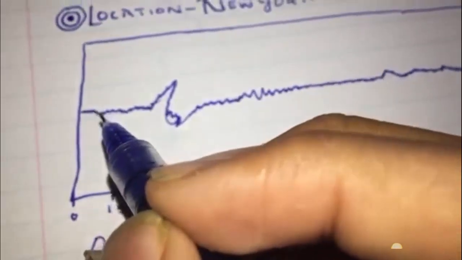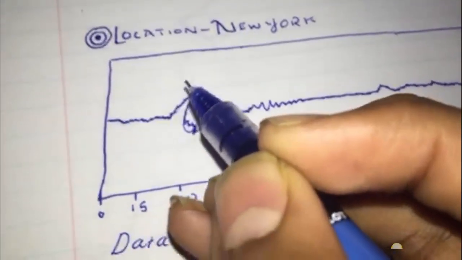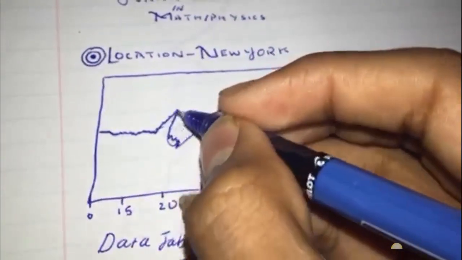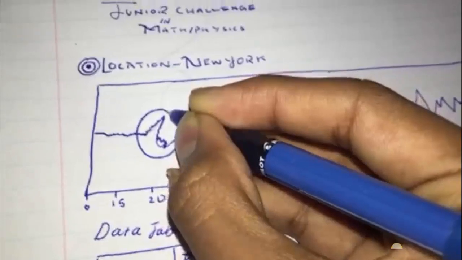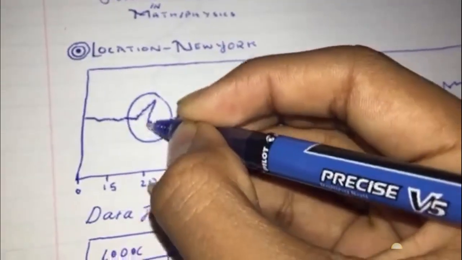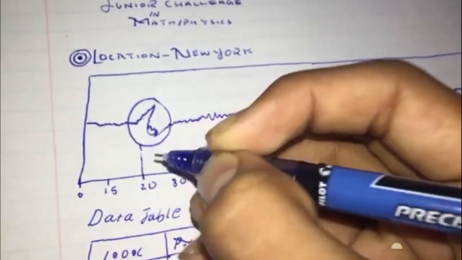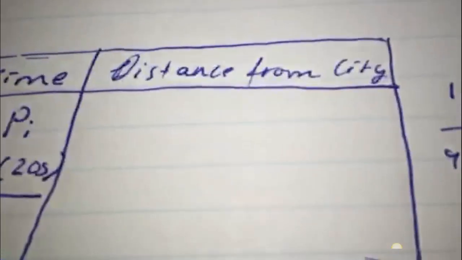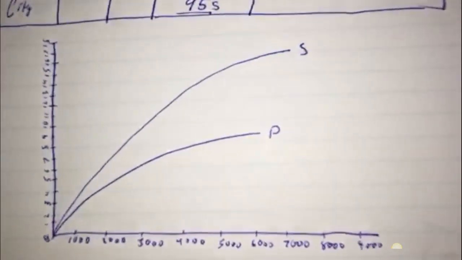Here we see a little variation, and then suddenly a huge spike in the seismogram. So we'll circle that, and we'll mark that as the beginning of the P wave. This 20 seconds is the beginning of the P wave. So to find the distance from the epicenter of the earthquake from the city, we must use this little graph over here.